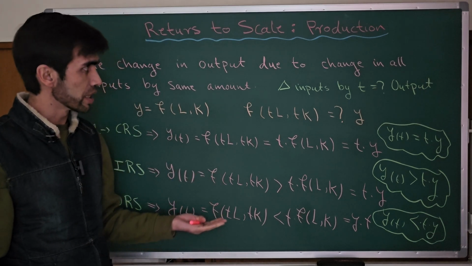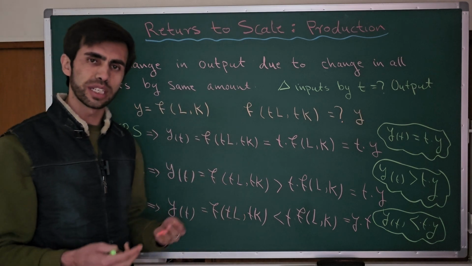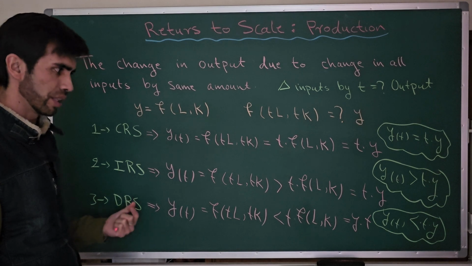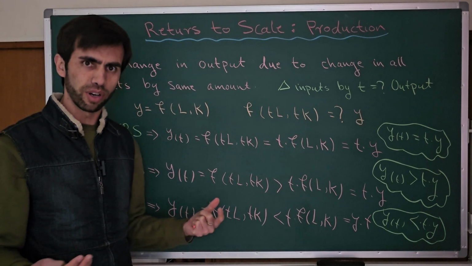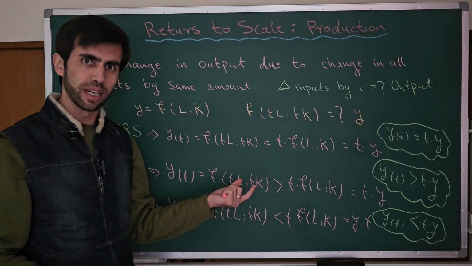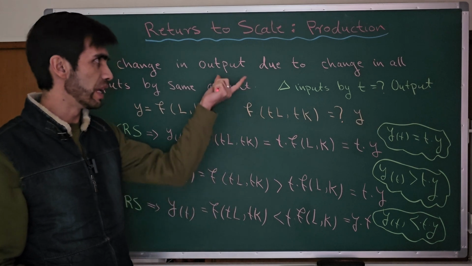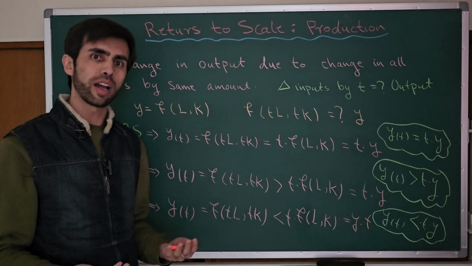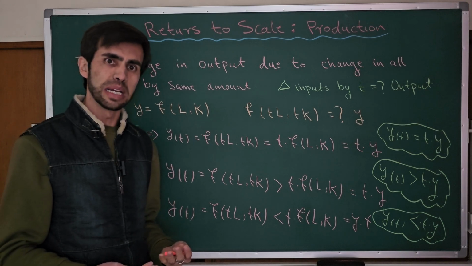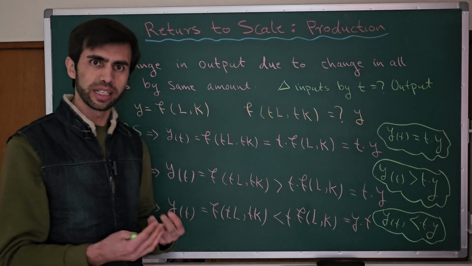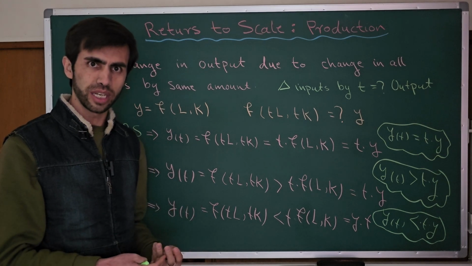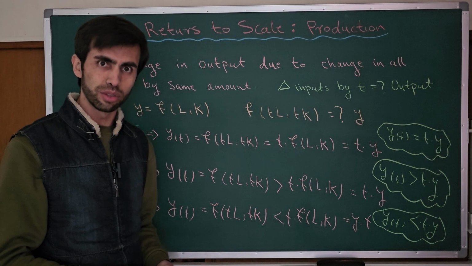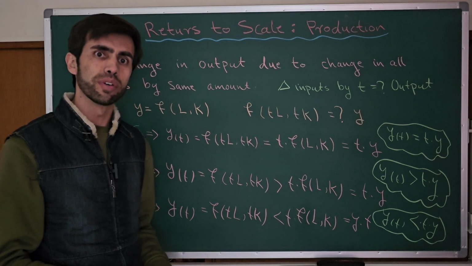I hope the concept of return to scale and its three types, constant return to scale, increasing return to scale, and decreasing return to scale, is clear to you. In the next video, we will solve some questions related to return to scale to show what kind of production function may exhibit constant, increasing, or decreasing return to scale. We'll also solve some numerical examples to be clearer about the concept of return to scale.